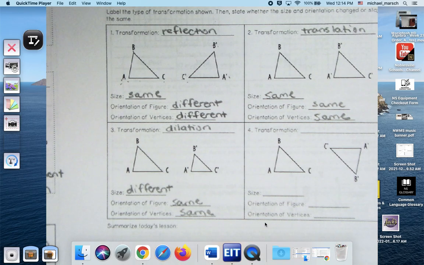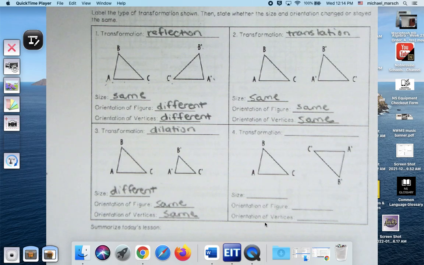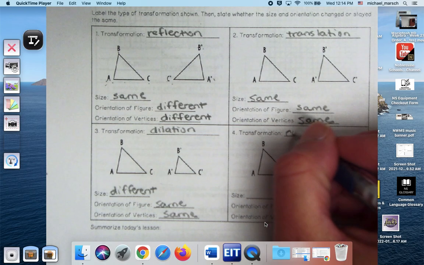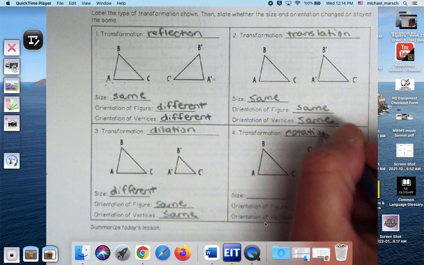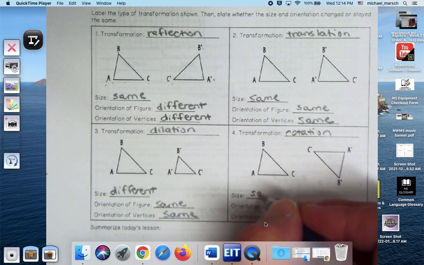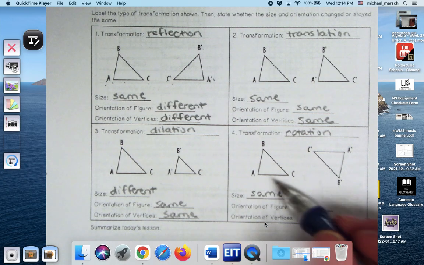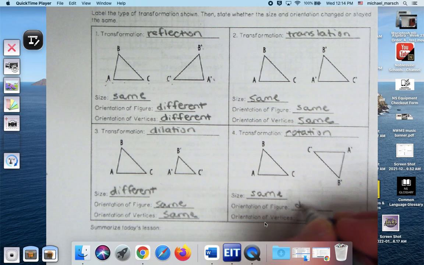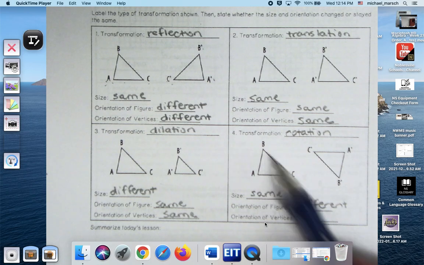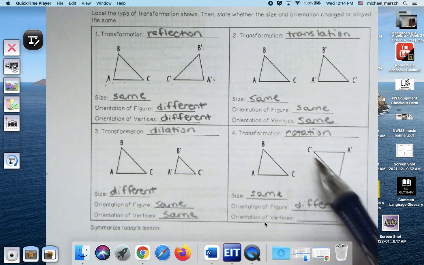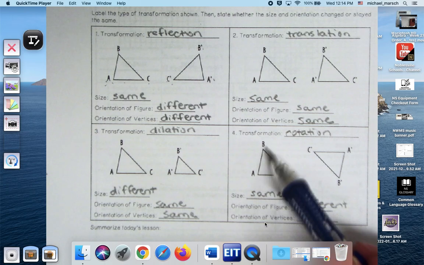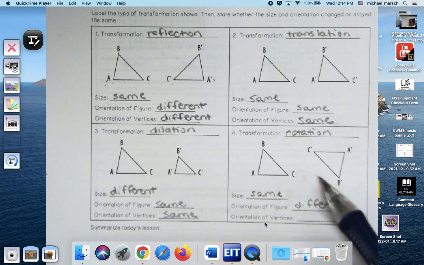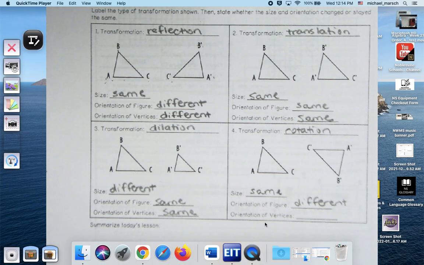And then the last one, rotation. Size didn't change, but the orientation of the figure did, right? It kind of looks like it's upside down. But oddly, the vertices are still in clockwise order. A, B, C, A prime, B prime, C prime. You always go in alphabetical order if you're just given the letters.